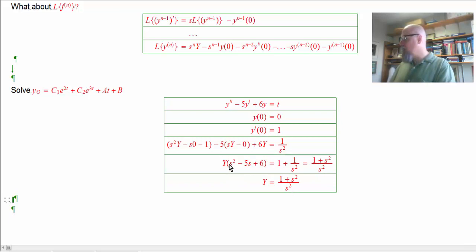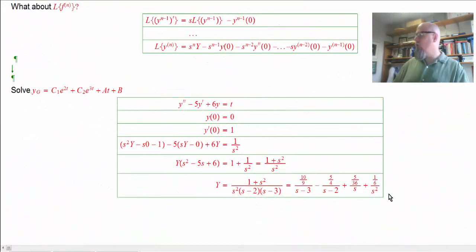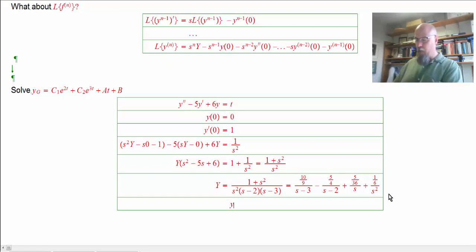this piece, and I'm dividing this bracket out, but as I divide it out, let's factor it. So there's s minus 2 times s minus 3. Now I need to break this up into partial fractions. So I broke this up into partial fractions. Now I can inverse Laplace each piece, each side.